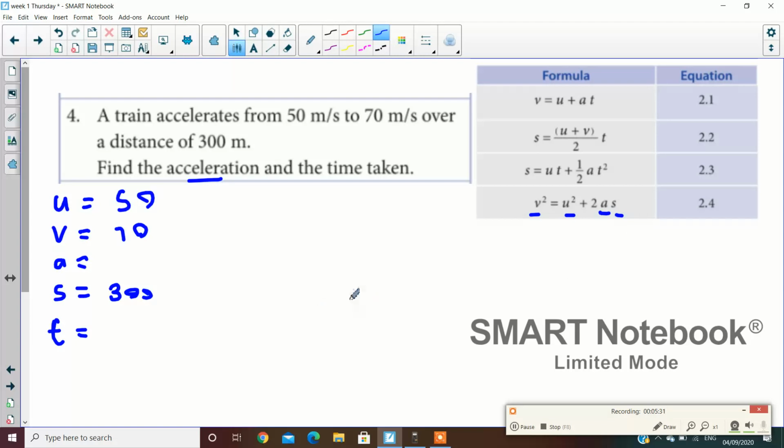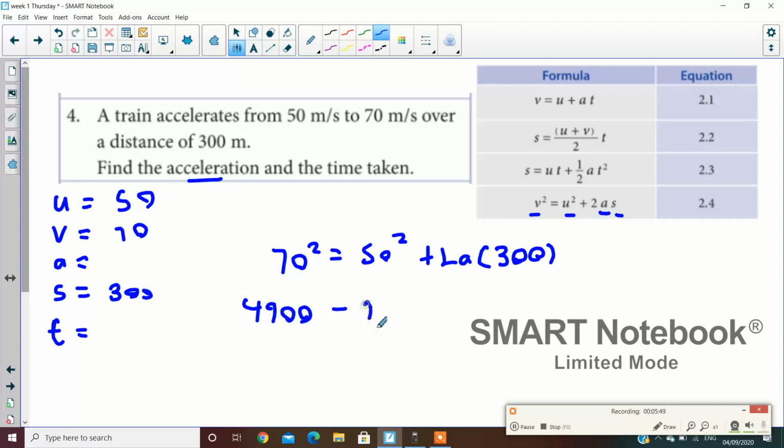That's okay as well. So what we're going to get is 70 squared equals 50 squared plus 2 times A times S, which is 300. Now 70 squared is 4,900. Take away 2,500 for the 50 squared, and that should equal 600A. And 2,400 divided by 600 is what, guys?